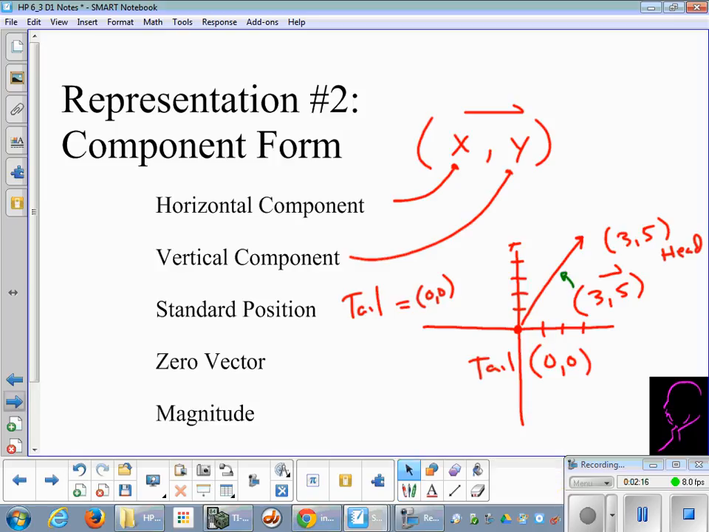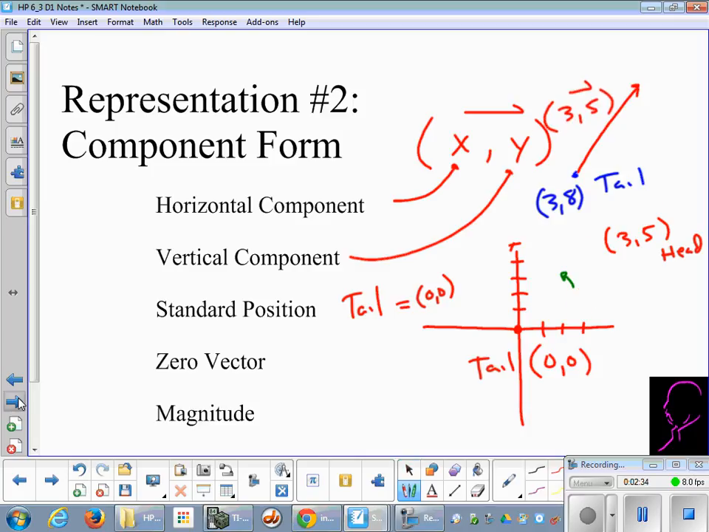I can take this vector and I can move it. Okay? I can take the same vector and I can have a new tail. I can have a new initial position. Let's say I started it at 3, 8. Then I move my 3, 5, and my head ends up at 6, 13. Should be fairly obvious. I take 3, 8, add the 3, 5, and I end up at 6, 13. Very nice. Okay? Standard position starts at the origin, but we can move this vector anywhere we want on the plane.